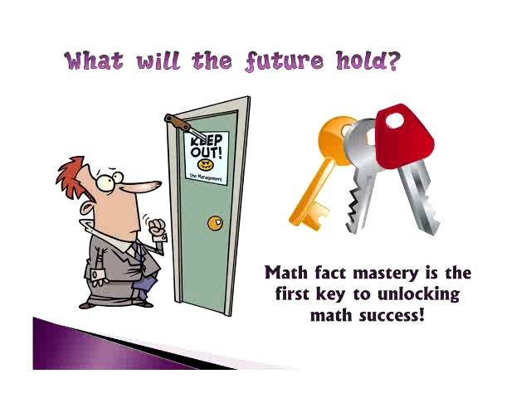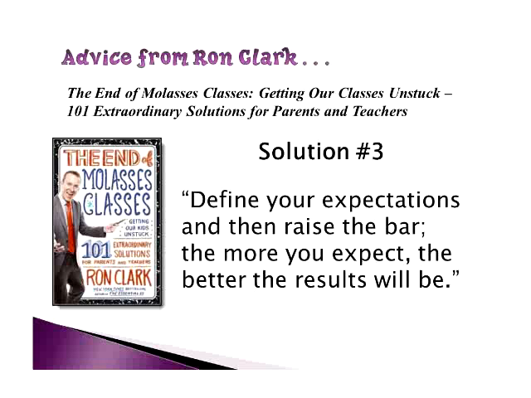So when you get discouraged and you think, I don't know if I'm up for all of this, just think about those kids. And also I want you to think about Ron Clark, if any of you have read The End of Molasses Classes: Getting Our Classes Unstuck, 101 Extraordinary Solutions for Parents and Teachers. Solution number 3 is define your expectations and then raise the bar. The more you expect, the better the results will be. And Ron Clark lives by that, and I live by that, and I really think it's so important.